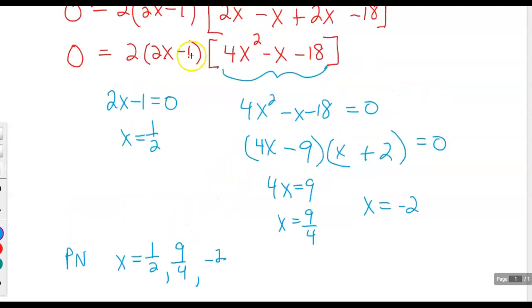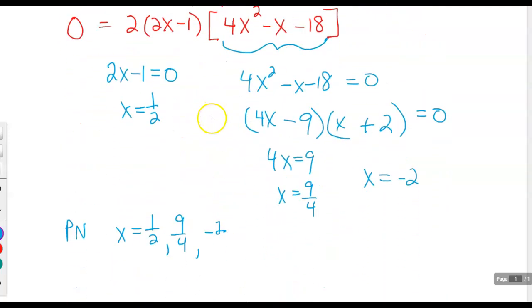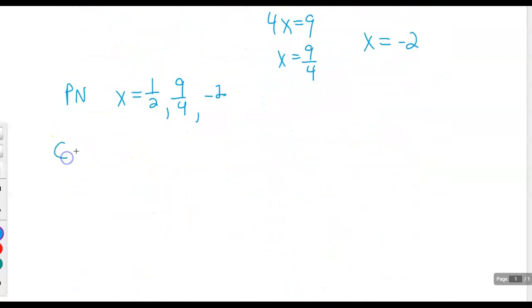And then if you look at the original, which I don't have on here, it's not undefined anywhere because it's a polynomial. So actually all of these are also critical numbers.